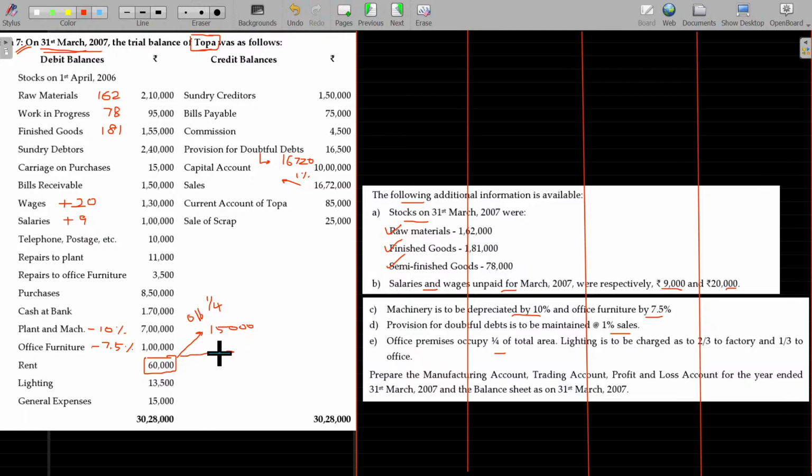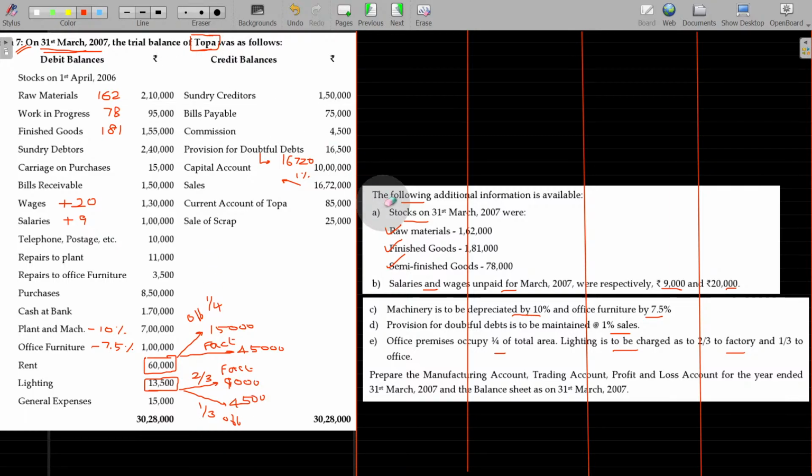Then the balance may be 45,000, right? 3/4. Balance being related to factory. Lighting is to be charged as 2/3 to factory and 1/3 to office. So lighting charges 13,500. Out of that, 2/3 is for factory and balance 1/3 is for office. 2/3 of 13,500 being 9,000 and 1/3 of which being 4,500.